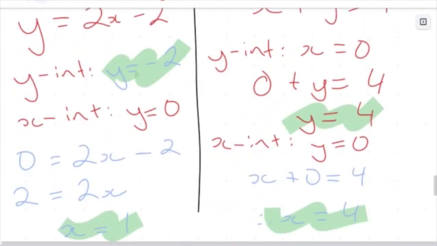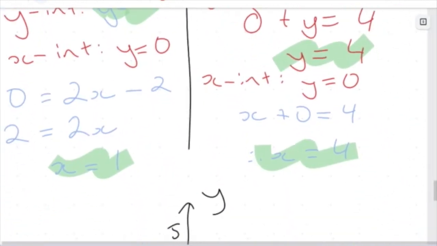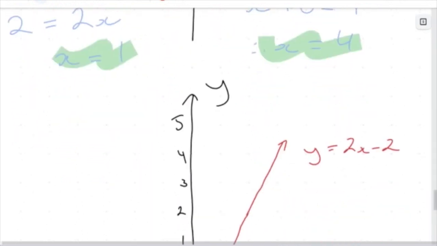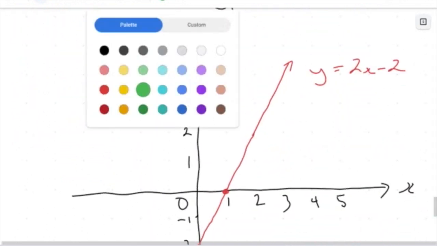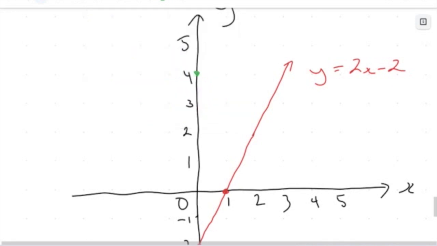Now, I want to sketch my other one, x plus y equals 4. My y-intercept is 4 and my x-intercept is 4. And when I connect these two together, here, here, here, here, that is this line sketch. So I have x plus y equals 4. And you can clearly see there is one point smack bang in the middle where these two meet.